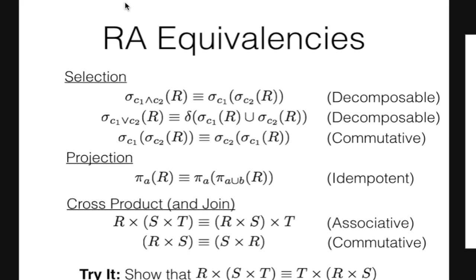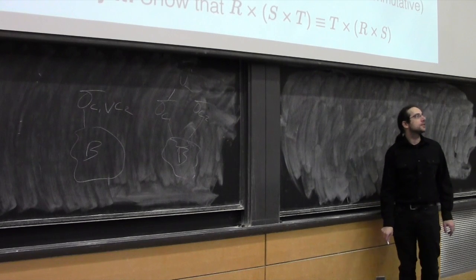Cross product is associative and commutative. This is also a nifty property. Let's do another quick exercise. Can you prove to me that R cross S cross T is equivalent to T cross R cross S?